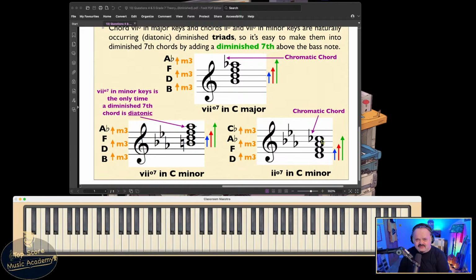So be sure that if you're ever going to write this stuff out, especially for any of you guys doing grade 7, this is where it really does begin to kick in, grade 7 theory and grade 8 theory. You really need to be careful of the accidentals that you're using. So be sure that you're going to be using C flat here.